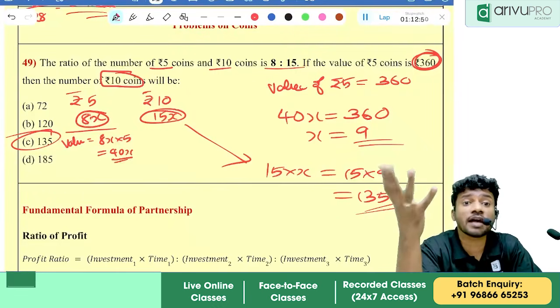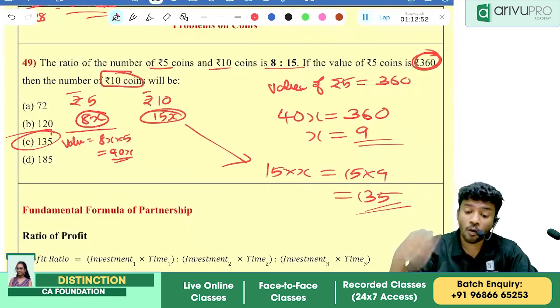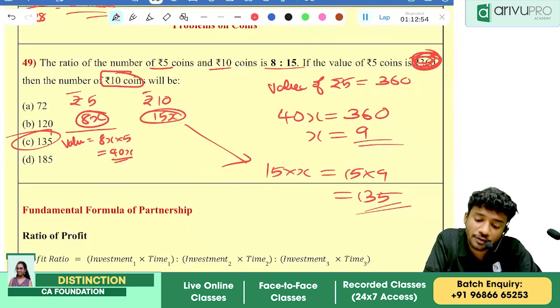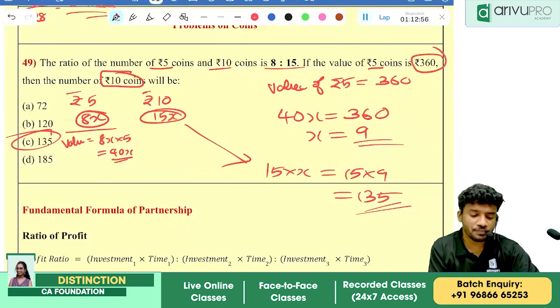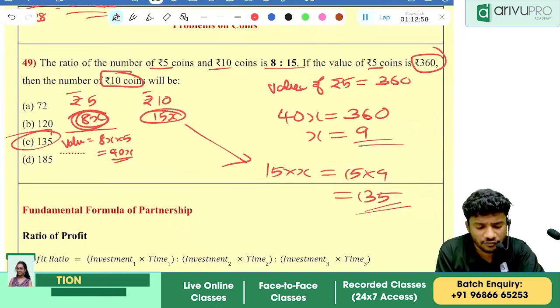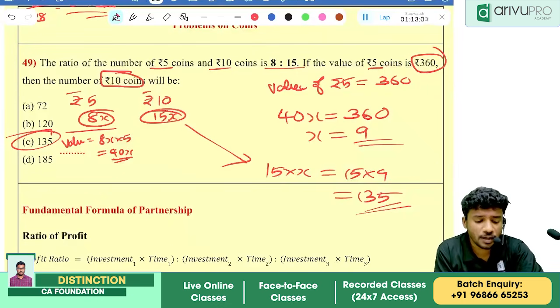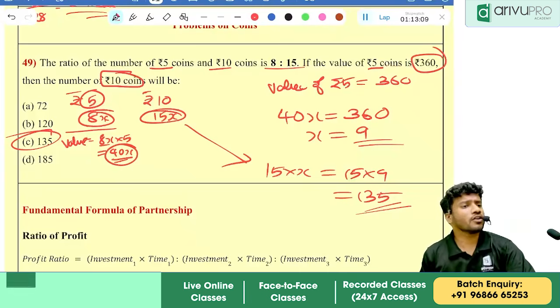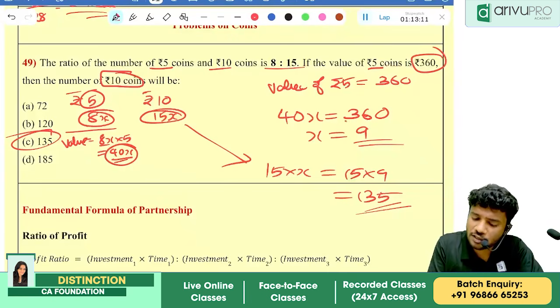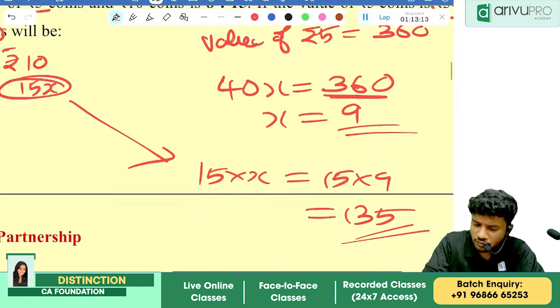In this question, what have they given? They have given the value. What value is given? The value of 5 rupee coin is 360. That means here we already found the value of 5 rupee coin. There are 8x number of 5 rupee coins. Then the value will be how much? 8x into 5, which is equal to 40x. So that 40x is equal to 360 as per the question.